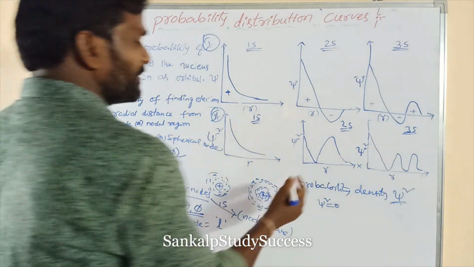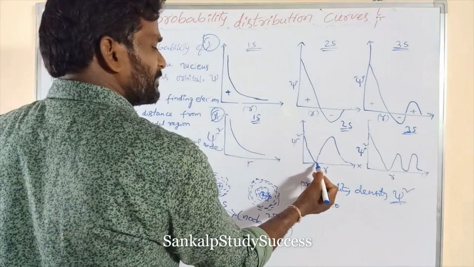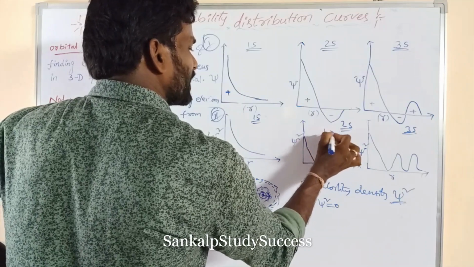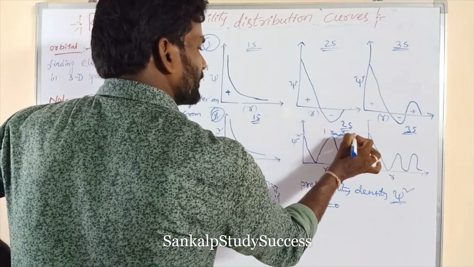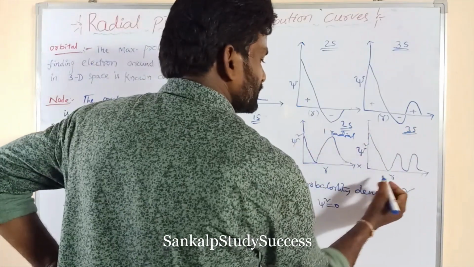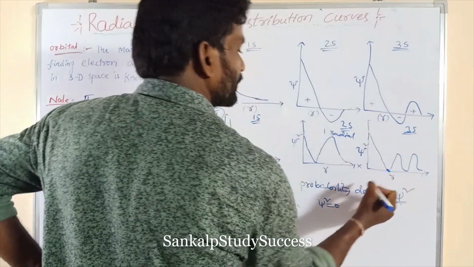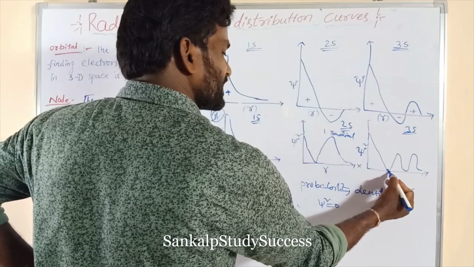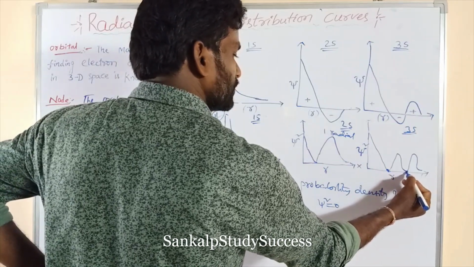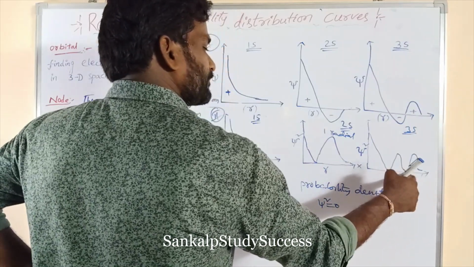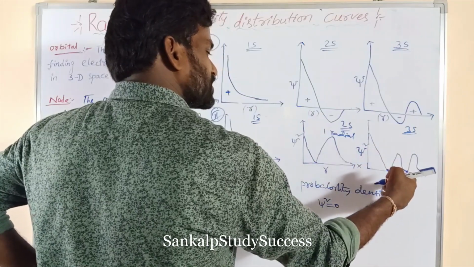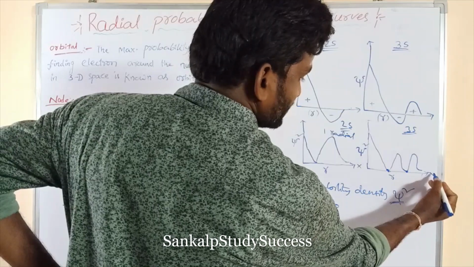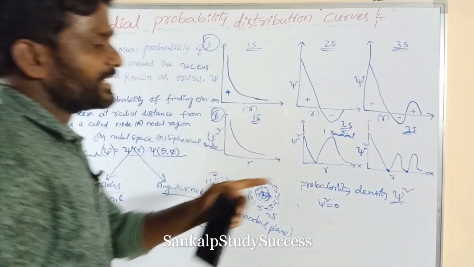So how many nodes are obtained for the 2s orbital? One radial node is obtained for the 2s orbital. Here in this curve, the curve touches the x-axis, and this curve also touches the x-axis, but this curve does not touch the x-axis. That means how many nodes are there?